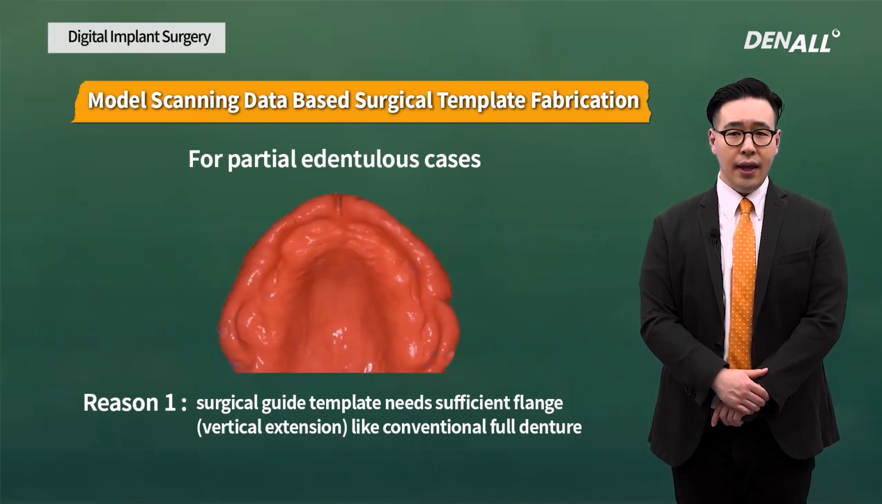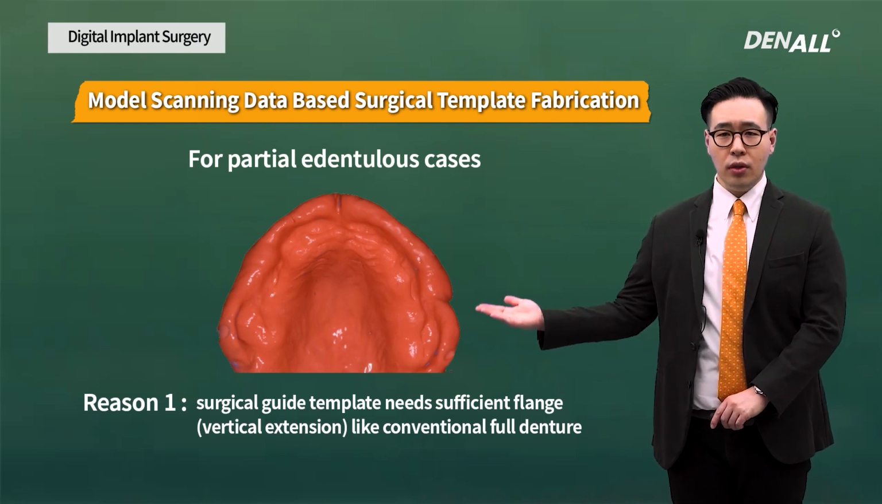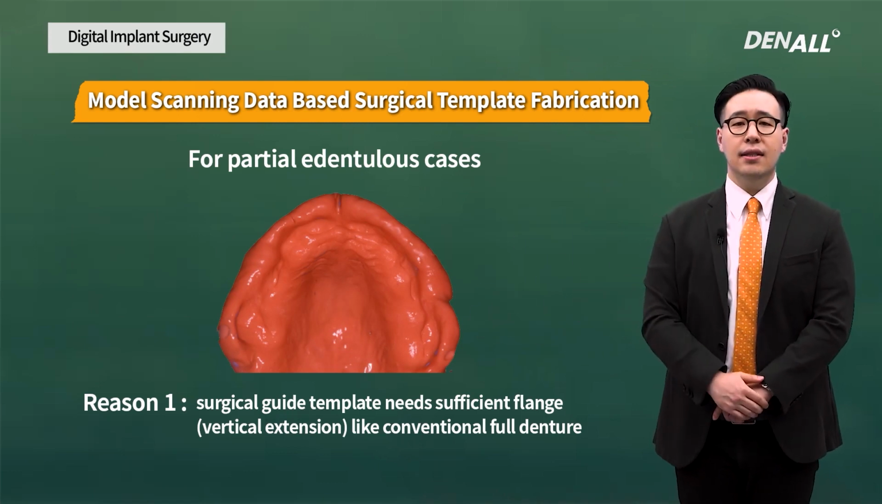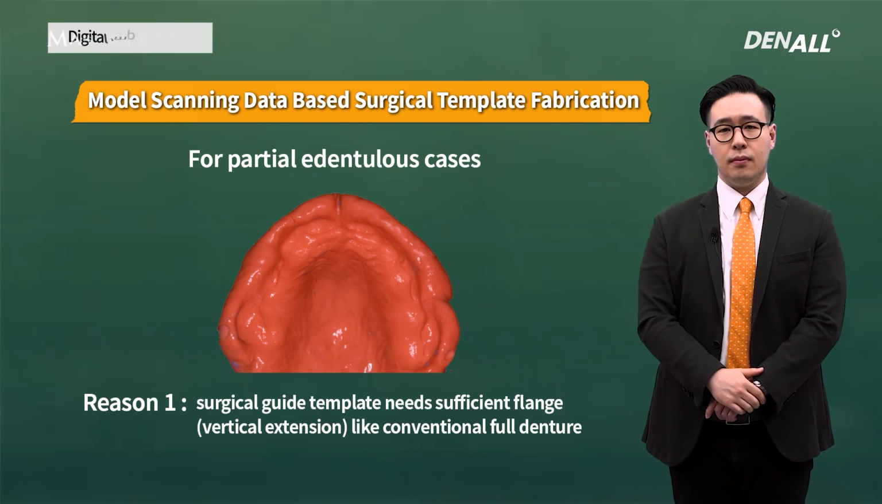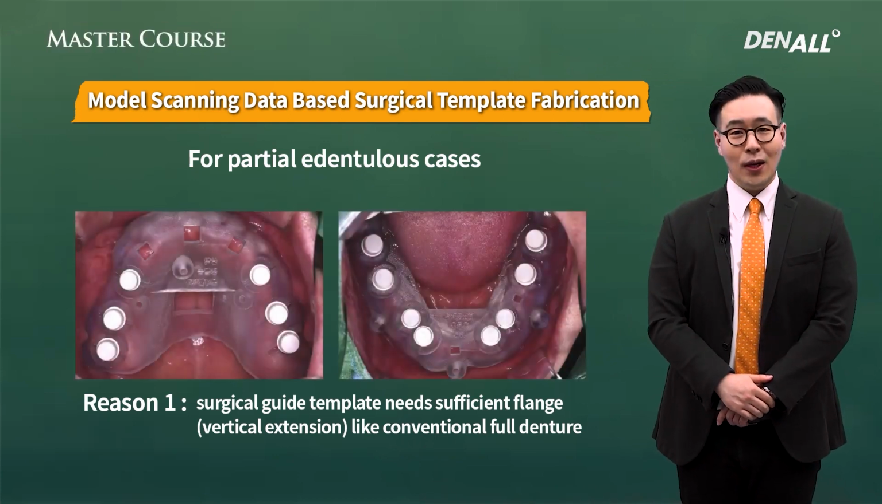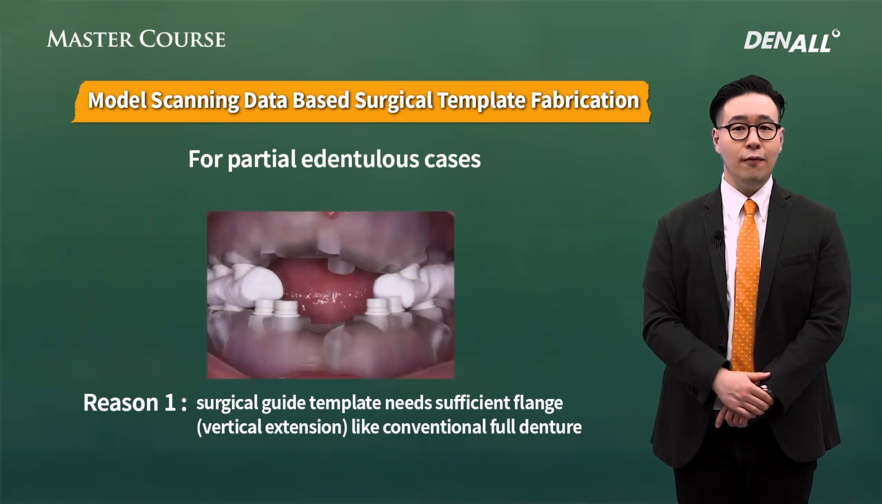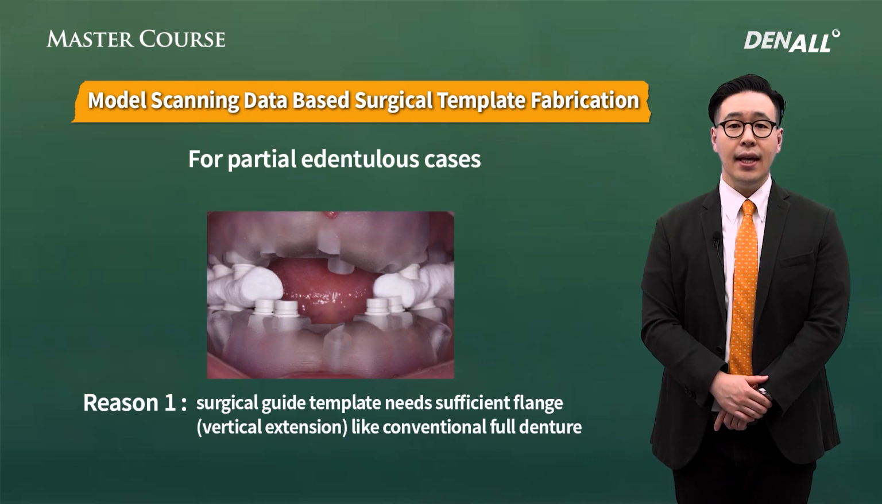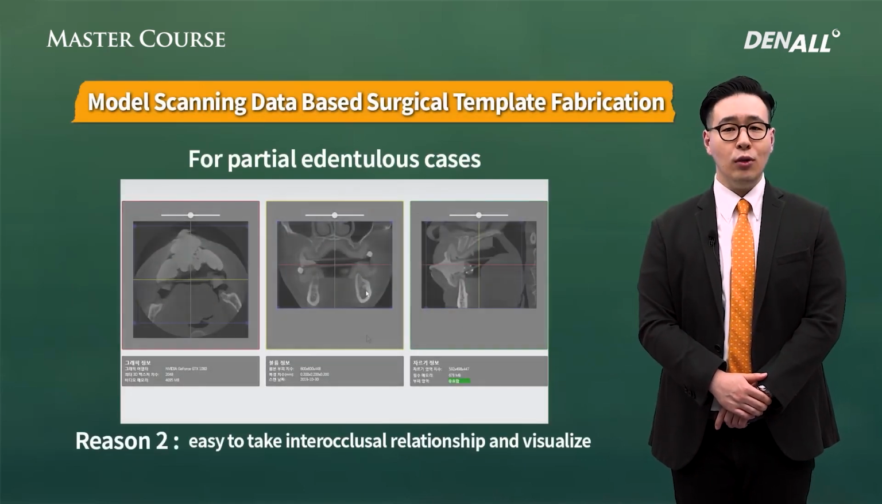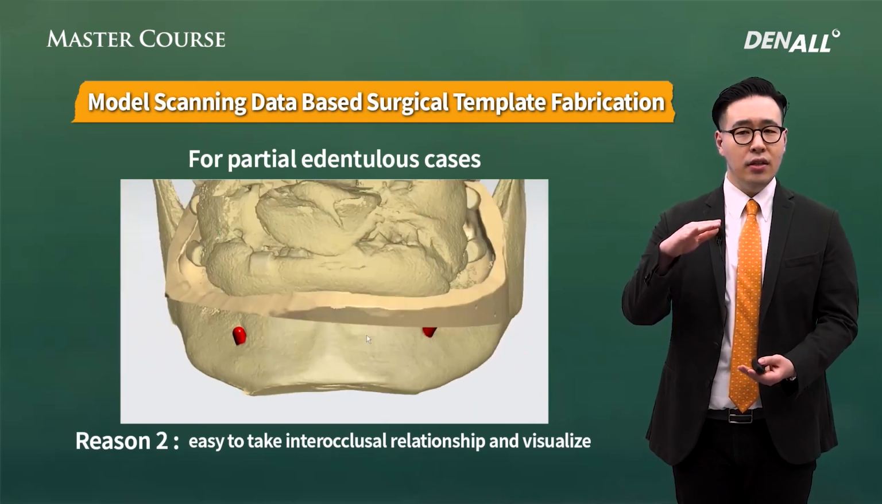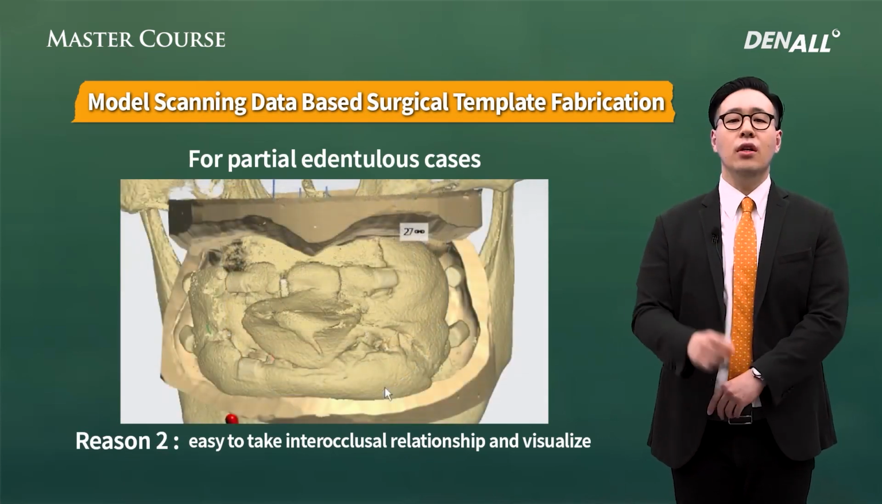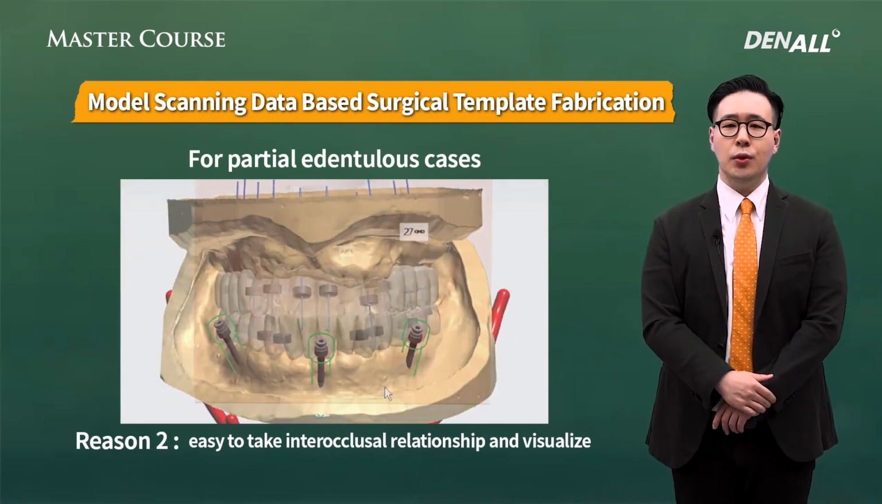Here, impression taking is required because the information can be acquired through border molding. Here, the surgical guide template is made in this way with sufficient flange, so sitting on the residual alveolar bone is stable. Second reason is interjaw relation. That means the vertical dimension from the CR range can be easily acquired.